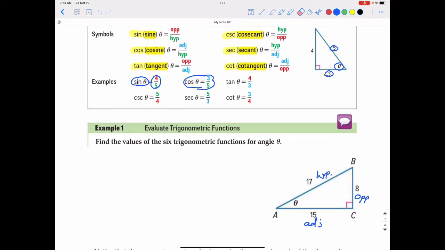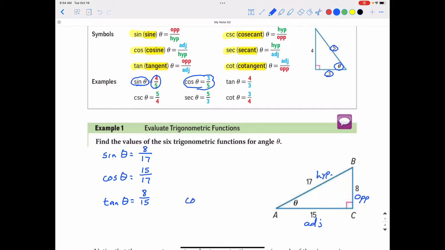To find the sine of theta, the formula for sine is opposite leg over hypotenuse. The opposite leg is 8, and the hypotenuse is 17. So the sine of theta is 8/17. Cosine of theta: the formula for cosine is adjacent over hypotenuse. The adjacent leg is 15, and the hypotenuse is still 17. So it's 15/17. Tangent of theta: the formula for tangent is opposite over adjacent. The opposite leg is 8, and the adjacent is 15, so it's 8/15.